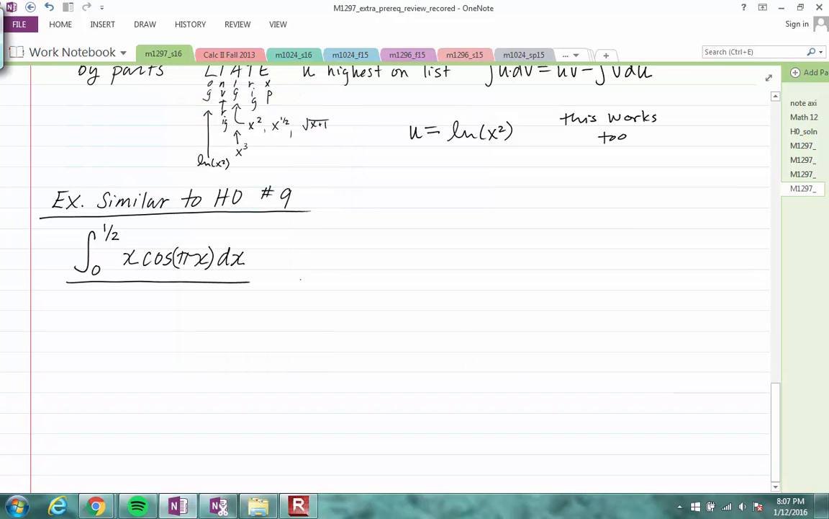The next example I'm going to do is similar to number 9 on homework 0. The problem I'm going to work out for you is the integral from 0 to 1/2 of x cosine of pi x. So what we always want to do when we start out an integral problem is see if you can use simplification, or you just know what that integral is without doing a bunch of fancy techniques. So this is one that neither of those easy things are going to apply.